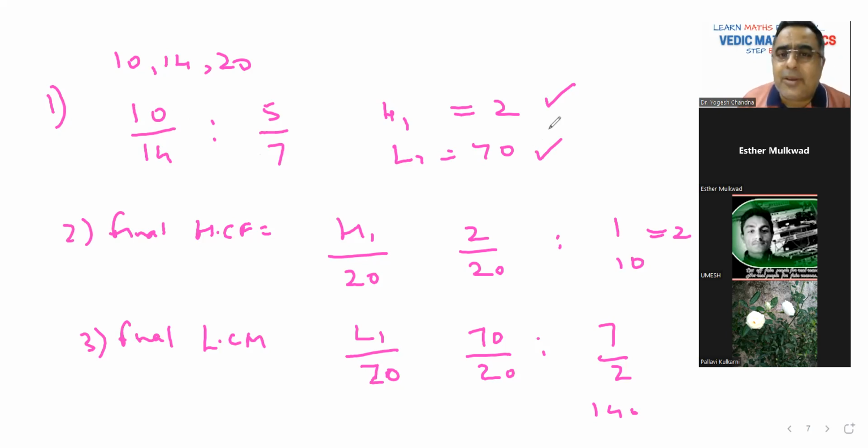If any question is there, you can ask. No, sir. So the final HCF is this H1 and the third number we take now. So 2 by 20, again reducing, gives 1 by 10. The HCF is always N1 by N2, so 2 by 1 is 2, or 20 by 10 is 2. And the final LCM is 70 by 20, that is 7 by 2. We cross multiply and we get it.